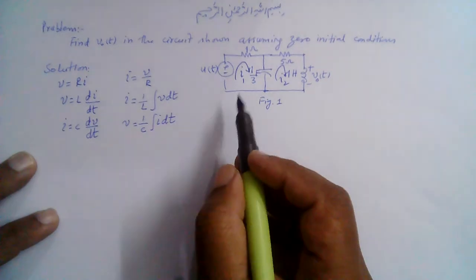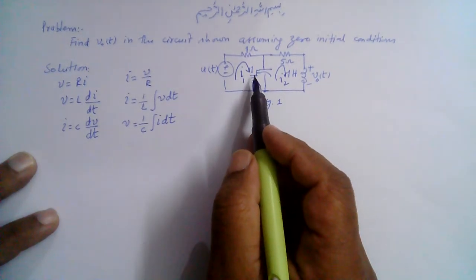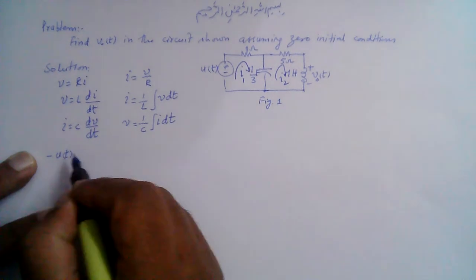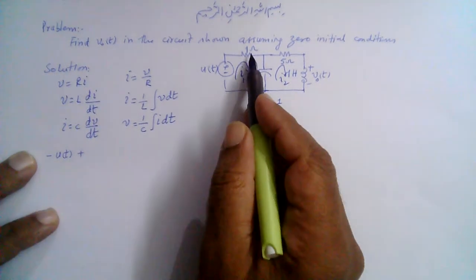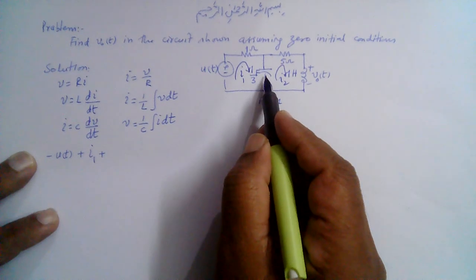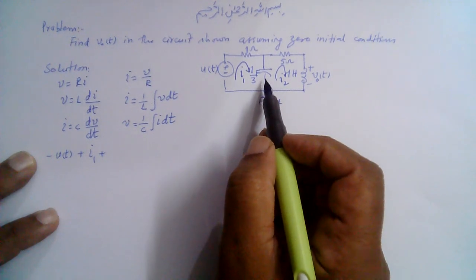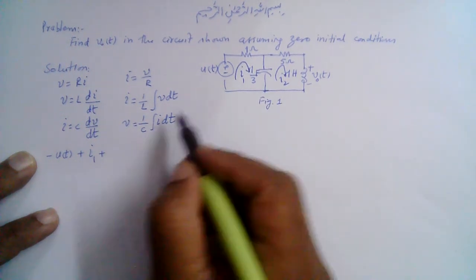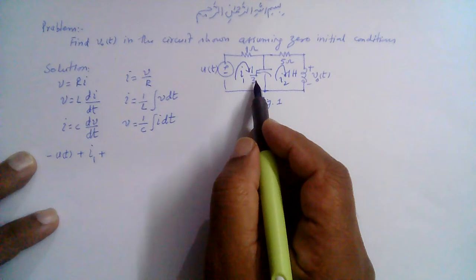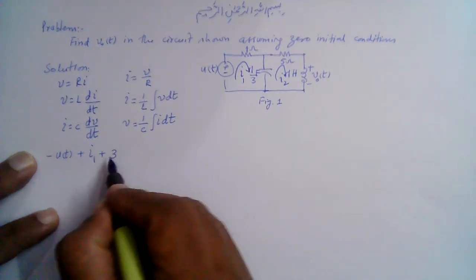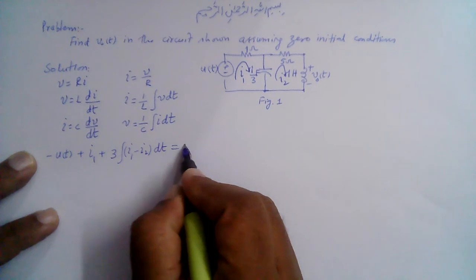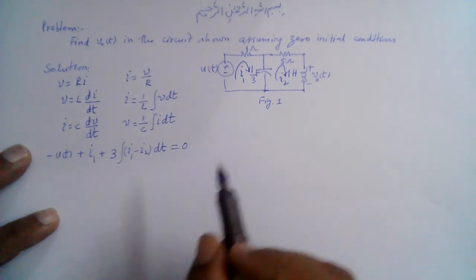So let us write down the equation for the first loop. This is minus u(t), and then this one is simple, I1 multiplied by 1. So this is I1, and then for this capacitor, the voltage will be this integral, where i here is replaced by I1 minus I2. So 1 over C, which is 1 over 3, so that will be 3, and the integral of (I1 minus I2) dt, and that is equal to 0. So that is the equation for the first loop.